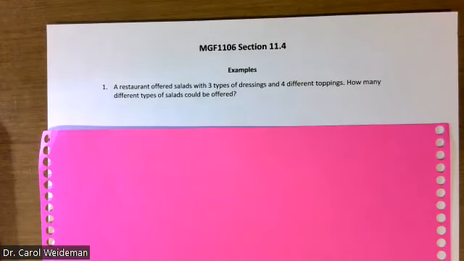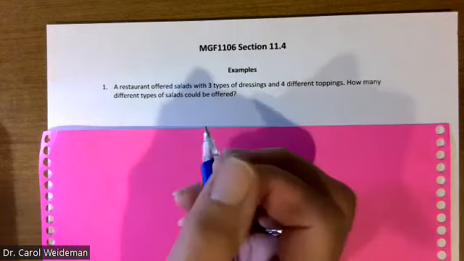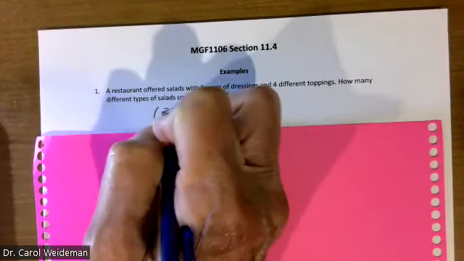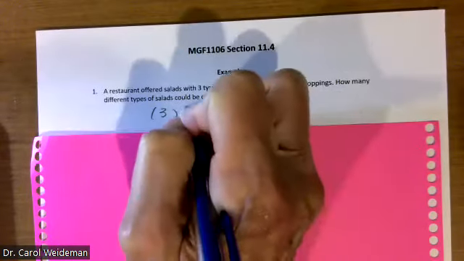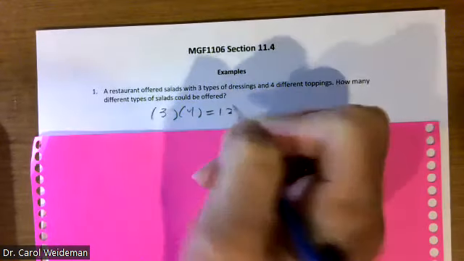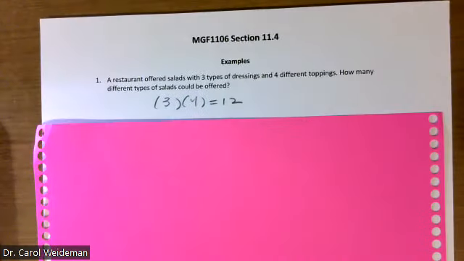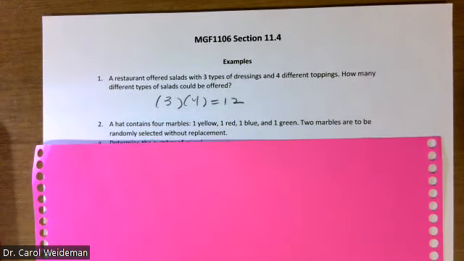All right, so let's take a look at the first problem. A restaurant offered salads with 3 types of dressing and 4 types of toppings. How many different types of salads can be offered? So we can use that fundamental counting principle. And we know there's 3 kinds of dressings and 4 kinds of toppings. So 3 times 4 gives us 12. So there's 12 different types of salads that could be created.